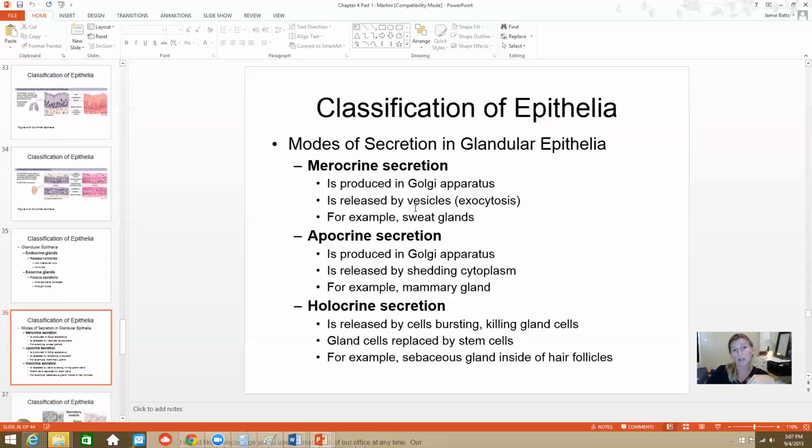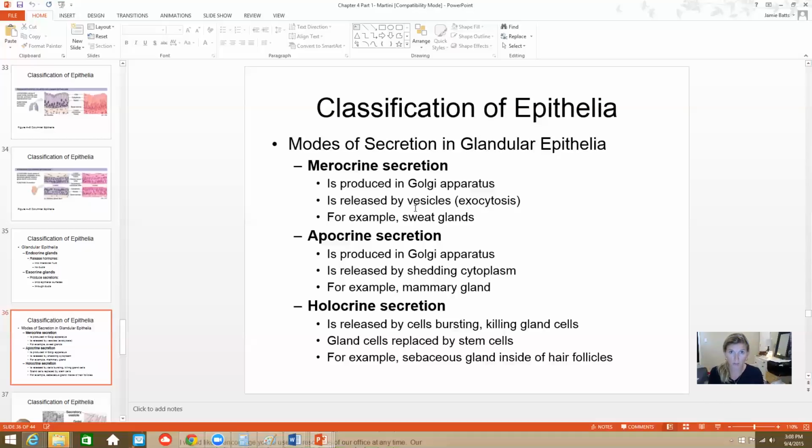So there's three types. There's merocrine secretion, apocrine secretion, or holocrine secretion. Merocrine secretion is when the secretion is coming out through a vesicle. So it's like an exocytosis. Whatever's leaving the cell isn't ruining the cell, it's just leaving the cell through a little vesicle bubble. Apocrine secretion is where a little part of the cytoplasm comes out with the secretion as well. The mammary glands, milk, is released in this way.